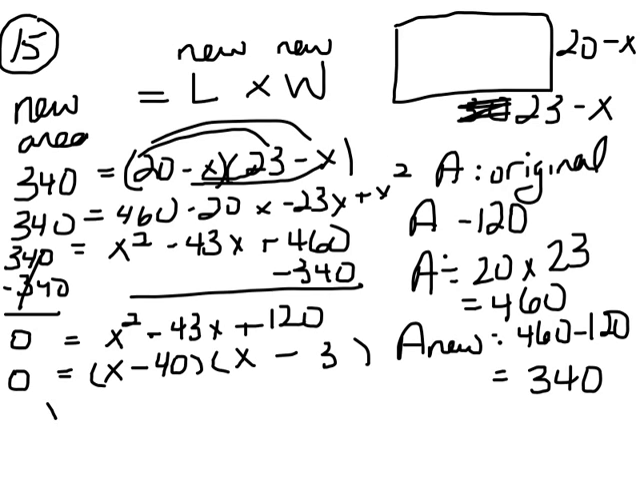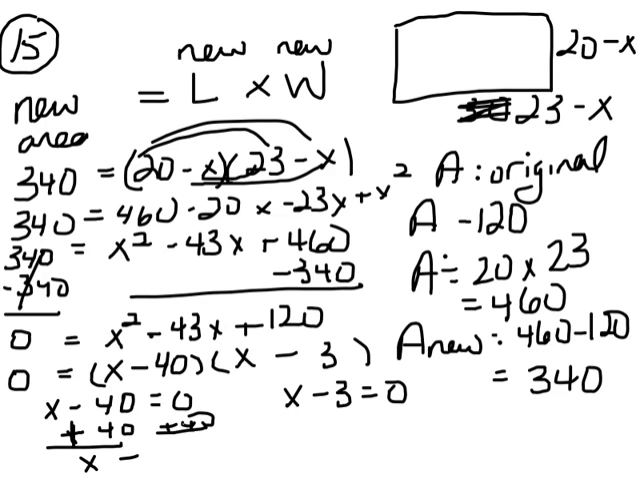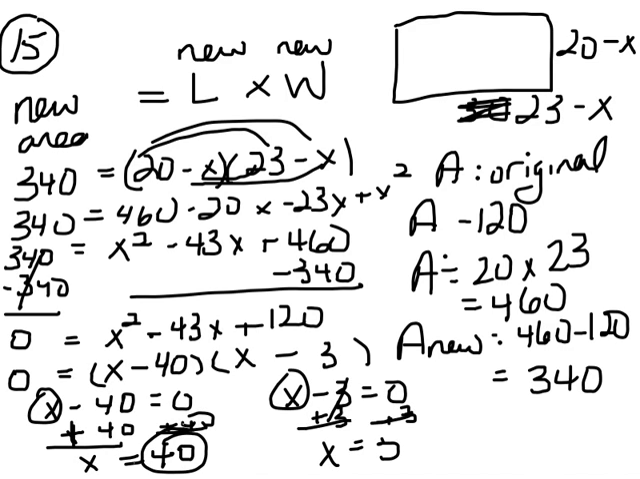So now to solve, I just take each factor and set equal to 0. On one of them, I add 40 to each side. I get x equals 40, so one of my values is 40. And then over here, I add 3 to each side to solve for x. I'm just solving for x here, just like we did when first learning how to solve equations. x equals 3. So my x's could be 40 and 3.